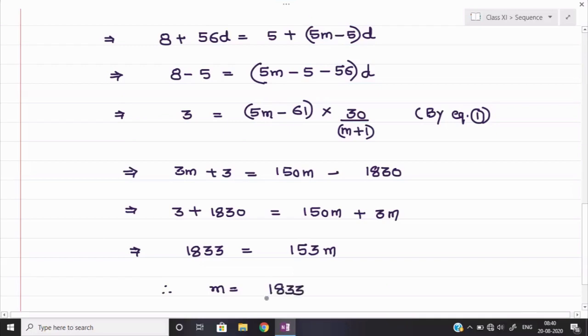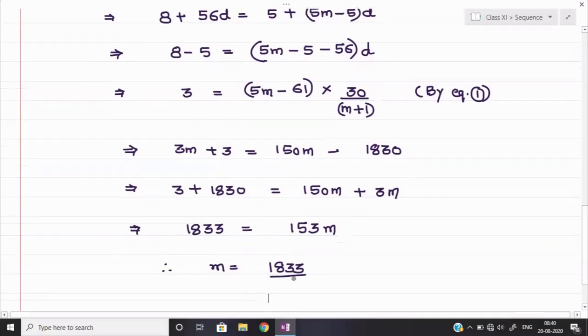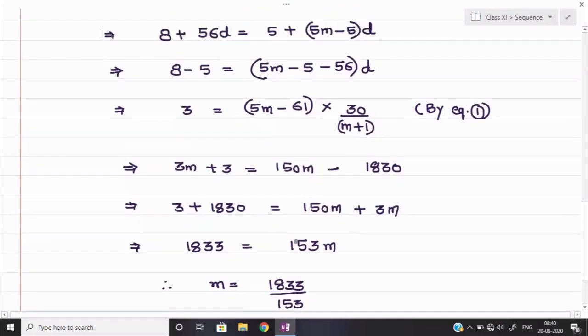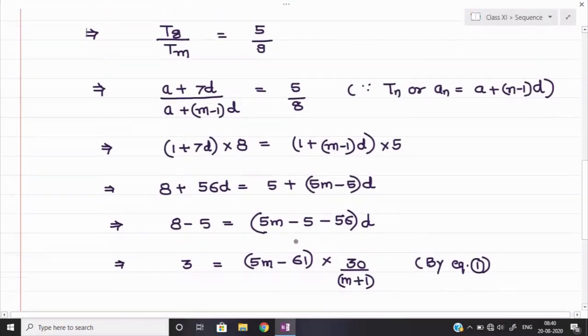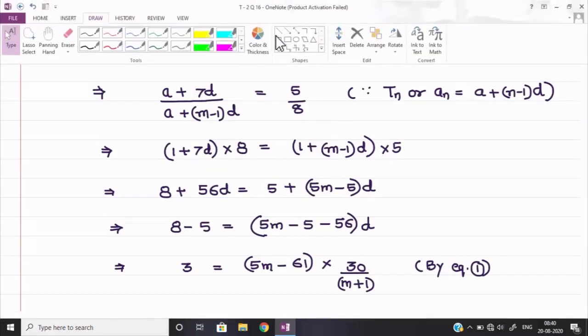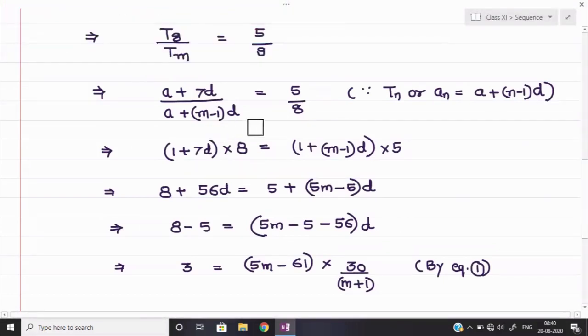1833 upon 153. Hopefully we have not done any calculation mistake. So once we shall check, because it is looking very odd figure. So once we will check the calculation mistake if we have done it. T8 we have kept as a plus 7d, 8 plus 56d, and this will be, one mistake we have done here. It is 5:9. So one mistake will rectify it. Here this is 5:9 and we have taken by mistakenly 5:8.